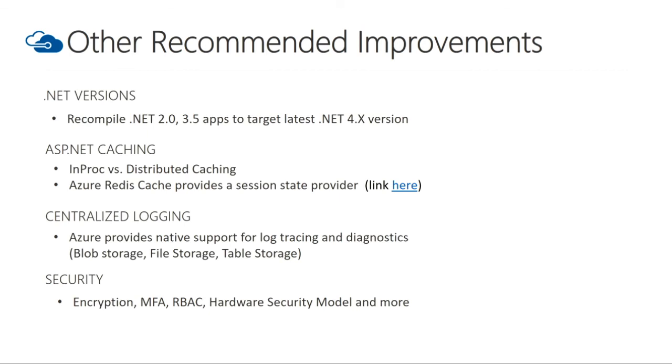Some additional recommendations that we'll also recommend while you're transitioning or modernizing your app are on this list here. Some of you folks are still using an older version of .NET. Some are using 2.0, some are using 3.5. As part of the modernization story as you're moving to the cloud, you can also recompile your app to use a later version of .NET. This is going to give you more performance improvements and more security improvements.